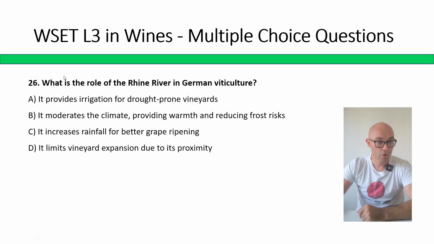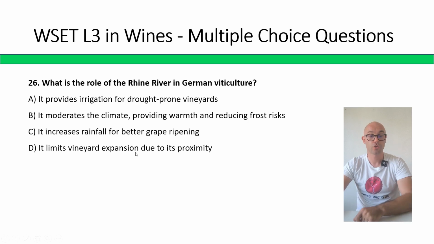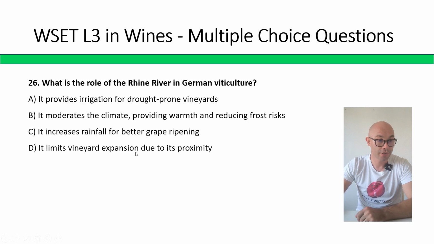What is the role of the Rhine River in German viticulture? It provides irrigation for drought-prone vineyards. It moderates the climate, providing warmth and reducing frost risk. It increases rainfall for better grape ripening. It limits vineyard expansion due to its proximity. The correct answer is B.